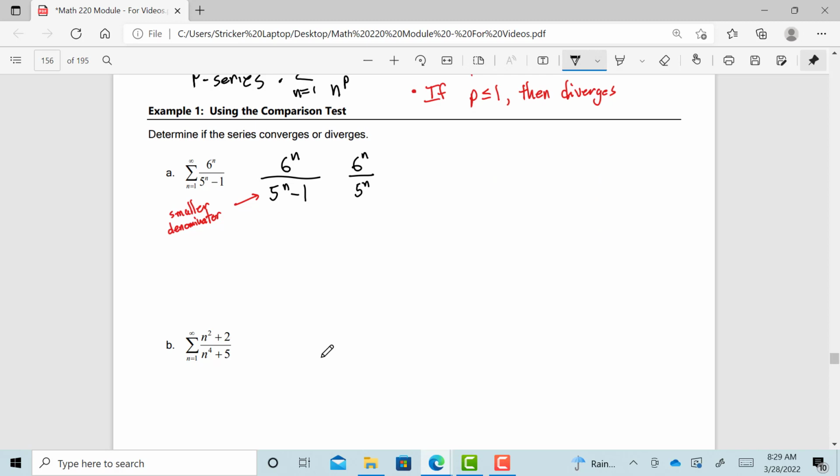So if you divide by a smaller number, that means overall you're going to have something bigger. So each term on the left is going to be bigger than each term on the right, because the denominator is smaller on the left. Now, why is that important? Well, the one on the right that we're comparing to is actually geometric, right? So we have 6 over 5 to the n.